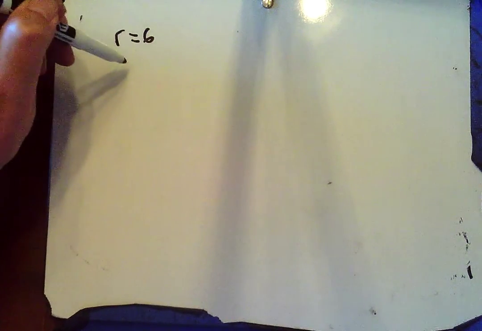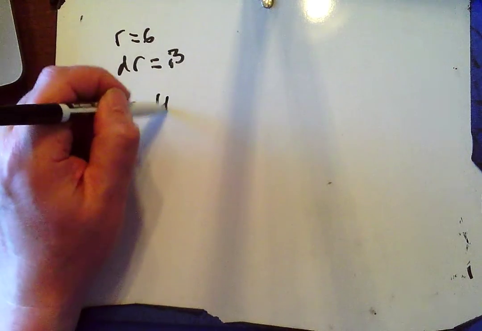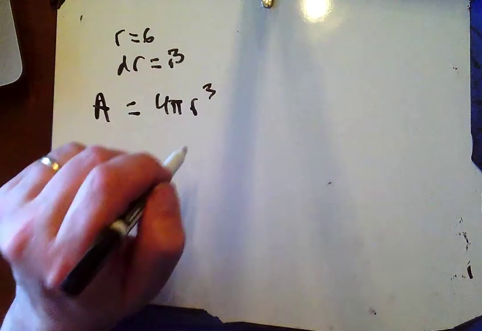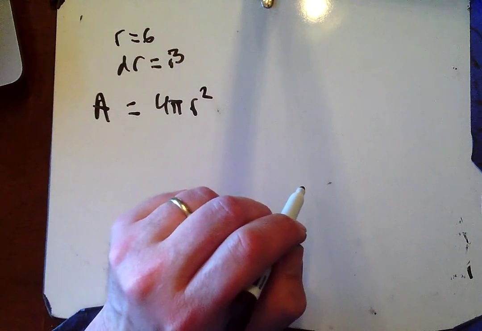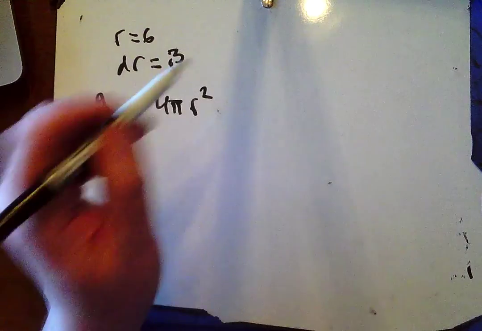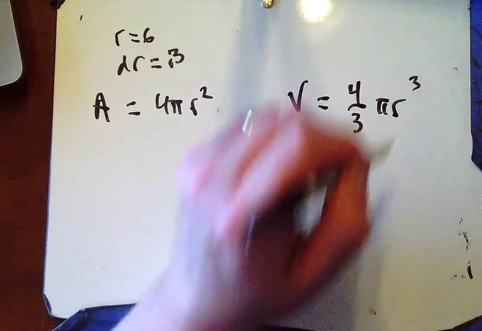Problem 4 says, estimate the change in surface area and the change in volume of a sphere whose radius is 6 and dr equals 0.3. And there's actually two problems here, right? There's the surface area problem. Area is 4 pi r squared, because that's the area of a sphere. And we've also got volume of the sphere, which is 4/3 pi r cubed.